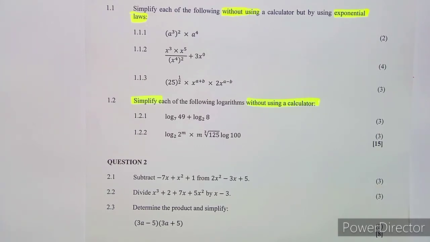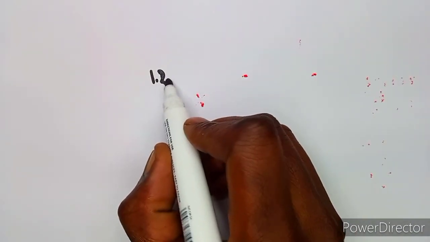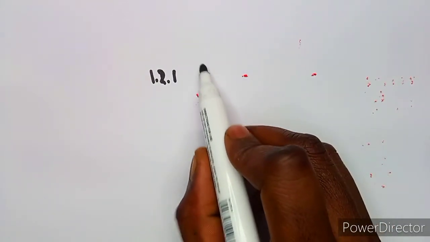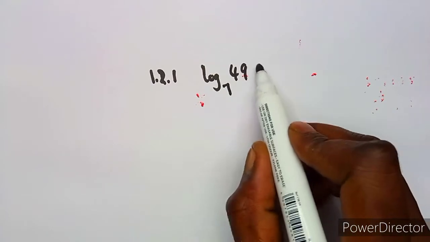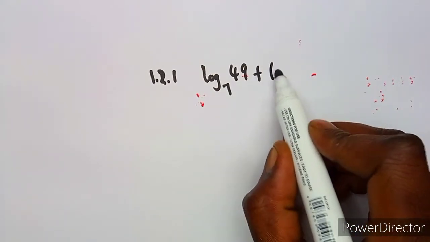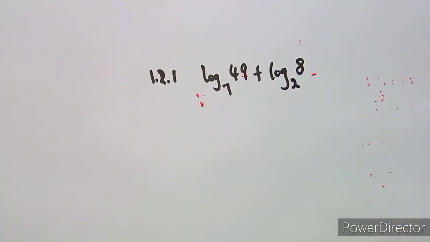So what am I going to do? How am I going to simplify this type of logarithm? All right, let's just write the first question down. That's 1.21, where we are given the logarithm of 49 in base 7 plus the logarithm of 8 in base 2. All right.